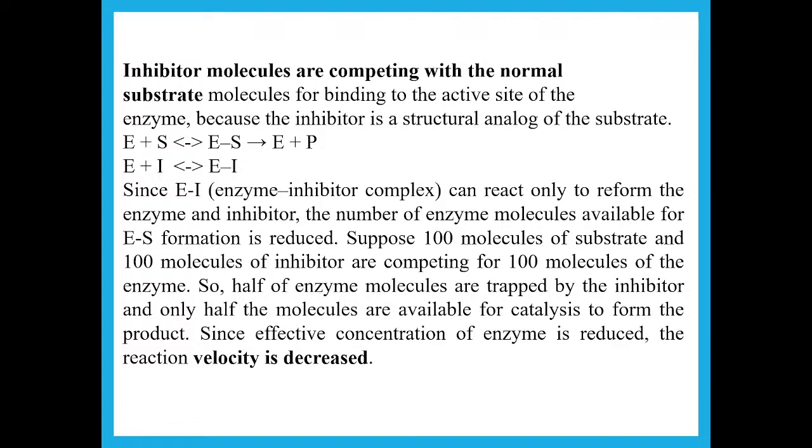So, suppose there are 100 molecules of the enzyme and 100 molecules of inhibitor competing. What will happen is that half of the enzyme molecules will be trapped by the inhibitor and only the other half will be available for the catalysis. So, this is how the enzyme substrate reacts in the presence of inhibitor and in the absence of inhibitor. Since the effective concentration of the enzyme is reduced, the reaction velocity is also decreased, because slowly they are using up the enzyme molecules, which would otherwise go with the substrate and form the product.